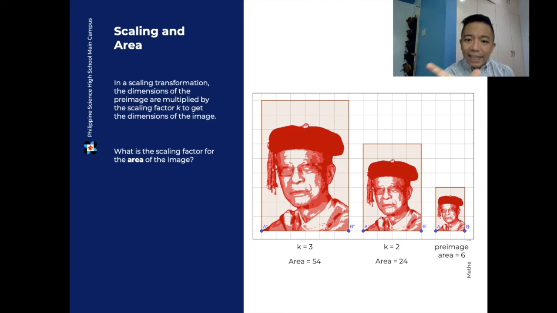Because we scale the length by k. We scale the height by k. The area is length times height. So we scale the area by k times k, or k squared.